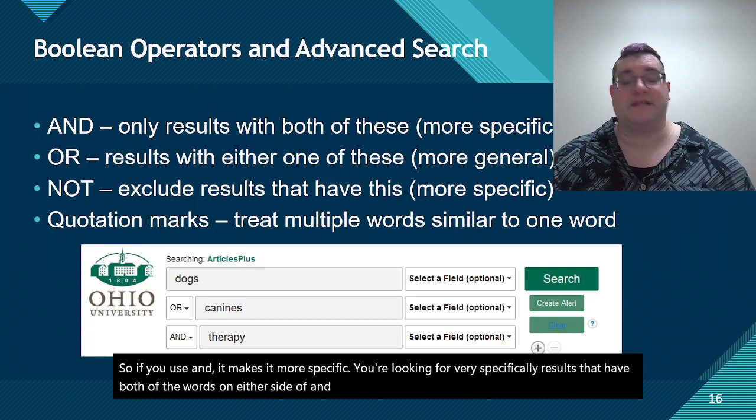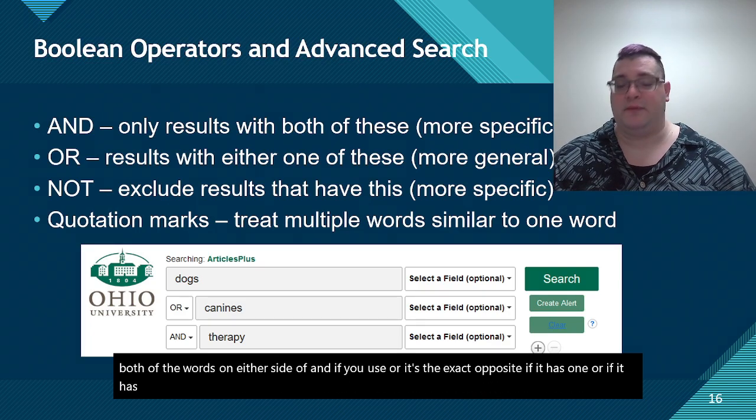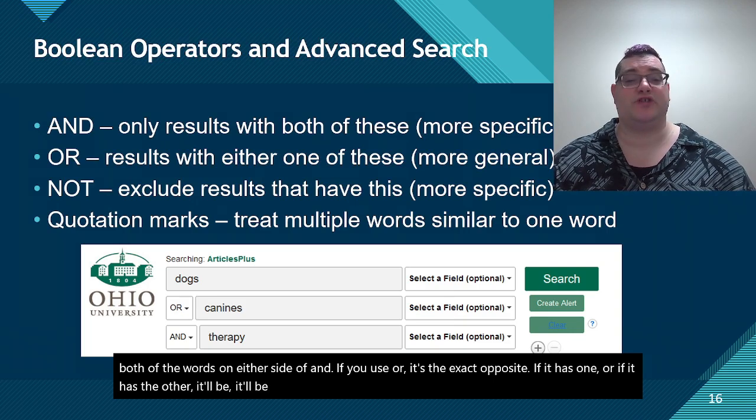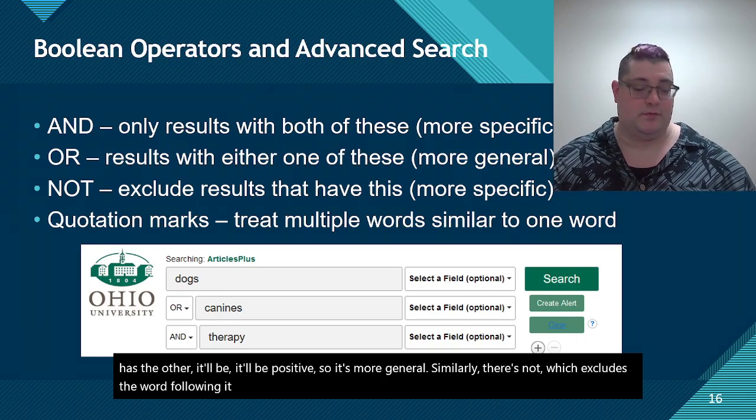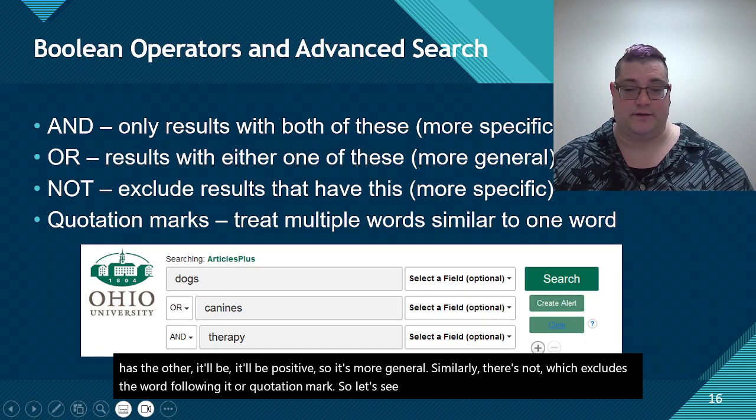If you use OR, it's the exact opposite. If it has one or if it has the other, it'll be positive, so it's more general. Similarly, there's NOT, which excludes the word following it, or quotation marks. So let's see that in action.